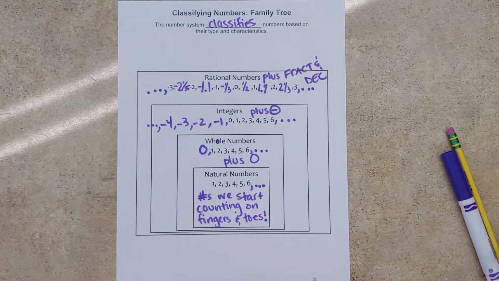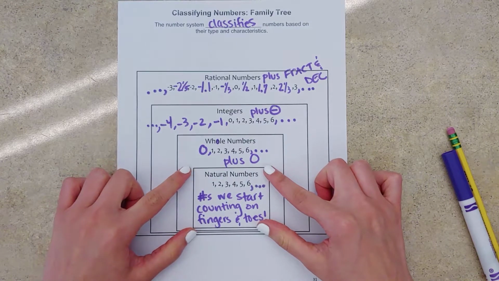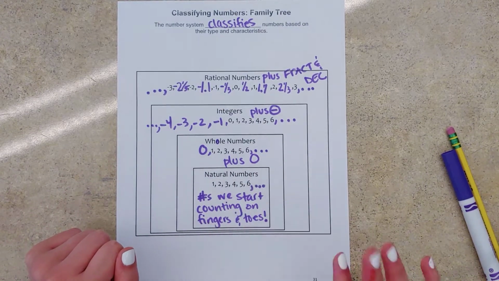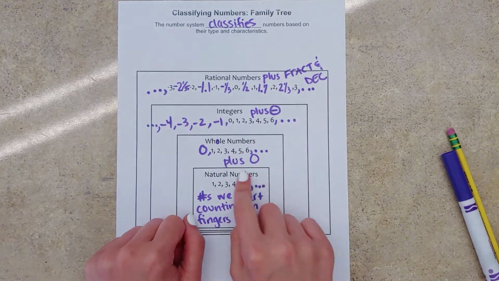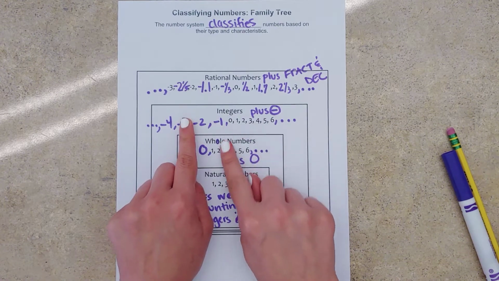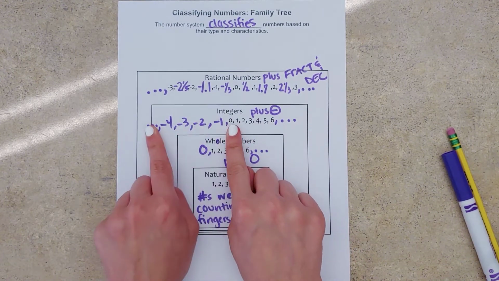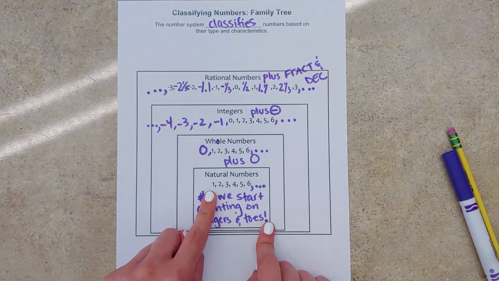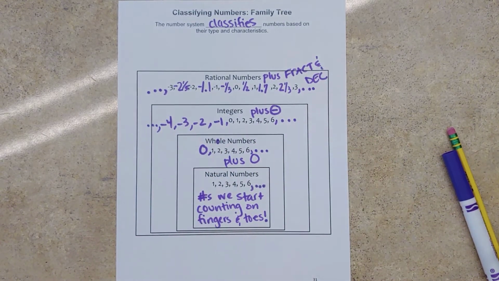All right, so classifying the number trees. Natural numbers are numbers that we start counting on our fingers and toes, so it goes from 1 to infinity. Whole numbers is everything we just talked about plus 0. Integers, all of this stuff, but now we're including negatives. And rational numbers, all of this stuff, but now we're including fractions and decimals. All right, there we go.